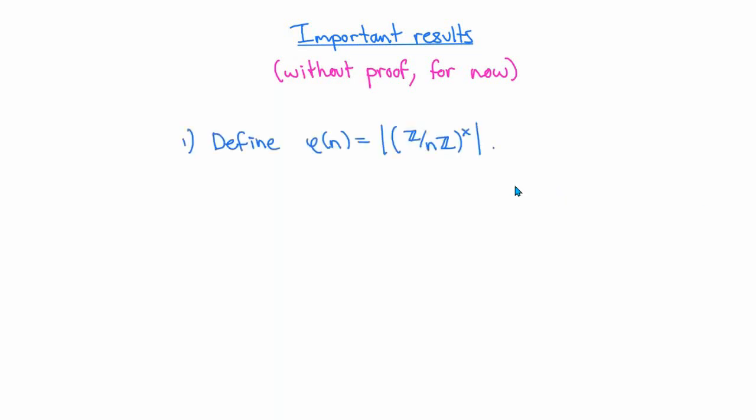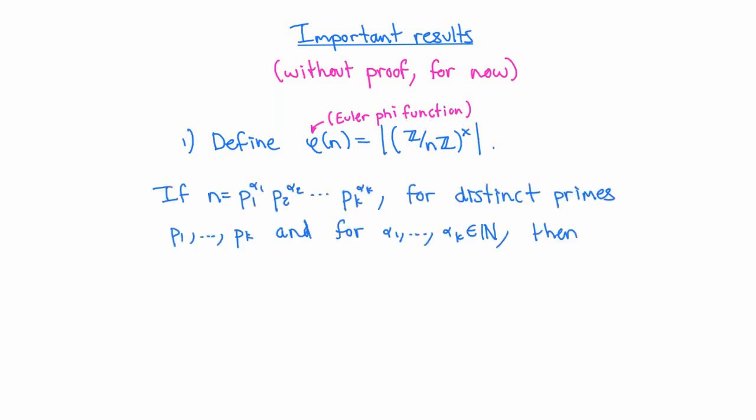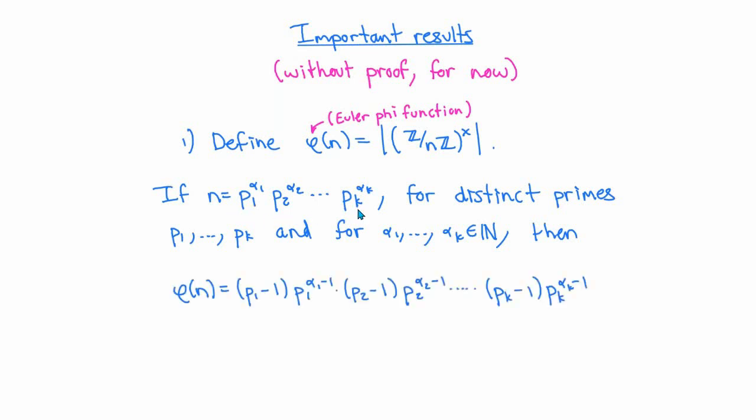The first result has to do with the cardinality of the group (Z/nZ)^×. We'll denote the cardinality of this group by phi of n, and this function is commonly referred to as the Euler phi function. Remember, (Z/nZ)^× is just the collection of primitive residue classes modulo n, so the cardinality of this group is the same as the number of integers from 1 to n which are relatively prime to n.